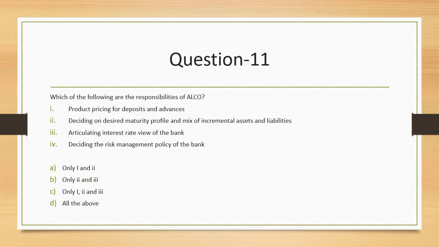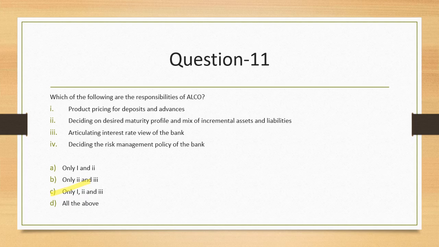Product pricing for deposits and advances. Obviously, that's their responsibility. Deciding on desired maturity profile and mix of incremental assets and liabilities, which is also the responsibility of ALCO. Articulating interest rate view of the bank, which is absolutely true. Deciding the risk management policy of the bank. No, this is done by the board of directors. So we will go with option 1, 2 and 3, which is C.